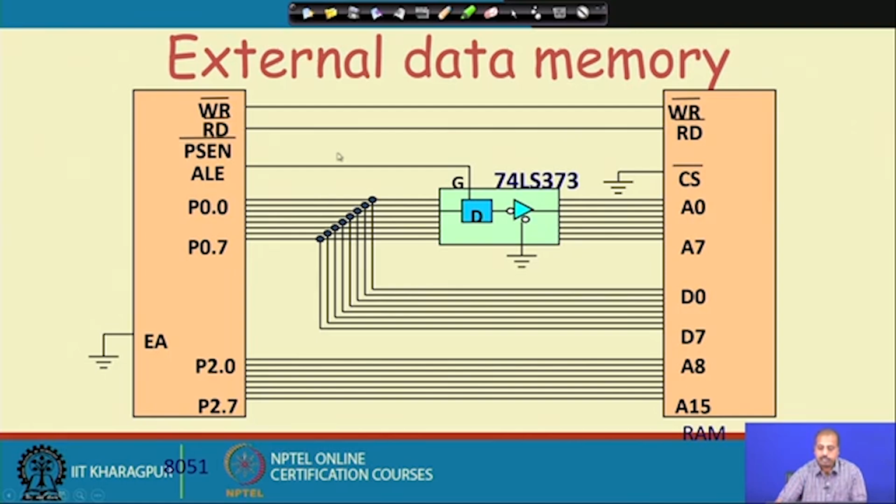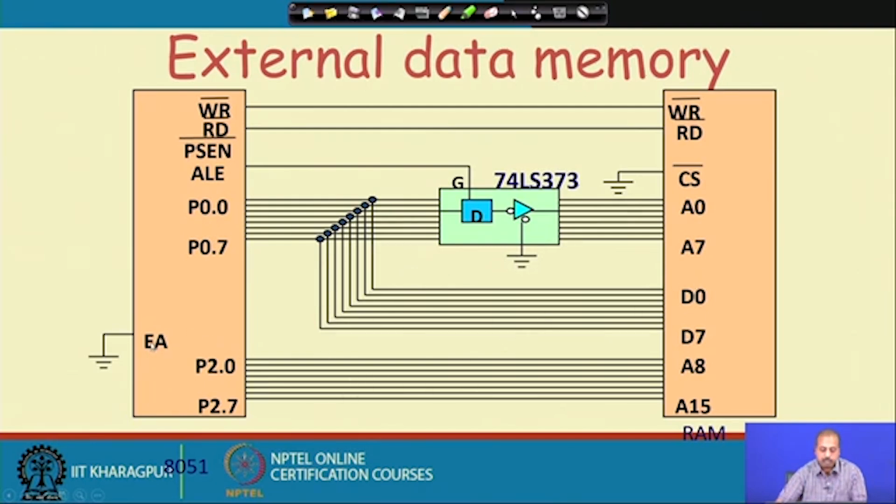So, for external data memory access, the write bar line is connected to write bar, and the read bar line is connected to read bar. PSEN bar is not necessary in this case, so the connection is not shown here; PSEN bar is not meaningful. The ALE signal is connected to G. The rest of the thing is unaltered. So, P0 to 7 goes to the latching of the lower order address bus here, and the data bus is connected to D0 to D7.